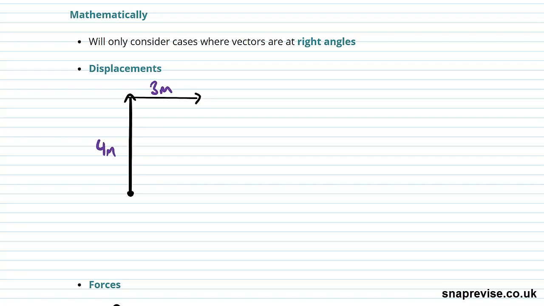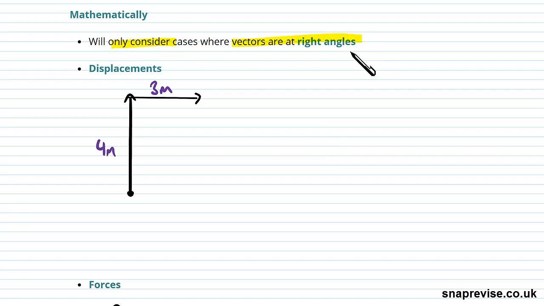So picking up from where we left off, we're now going to do this mathematically. That is to say, we're actually going to use maths to calculate resultant vectors and the angles that they're at, rather than actually measuring them using a ruler and protractor. So we're only going to consider cases where the vectors are at right angles. That makes the math simple.